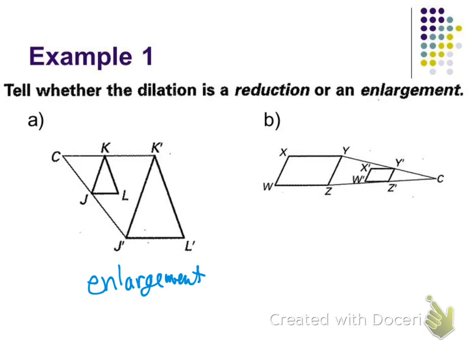All right, and then B, which one's the original, which one's the new one? The original is the big one. The new one is the one with all the primes. So what did the original have to do to make the new? Yeah, it got smaller, so this is a reduction.